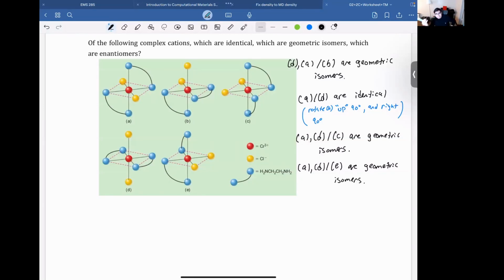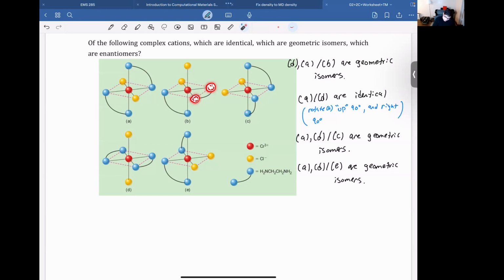Now, they're not geometric isomers either. So what do we do? Or from what we can tell, from our test, they're not geometric isomers. Well, are they mirror images of each other now? If they are mirror images of each other, we know they're not superimposable, so we know they're not identical. If I were to rotate this down by 90 degrees, and then to the right, I would have my yellow ones here.